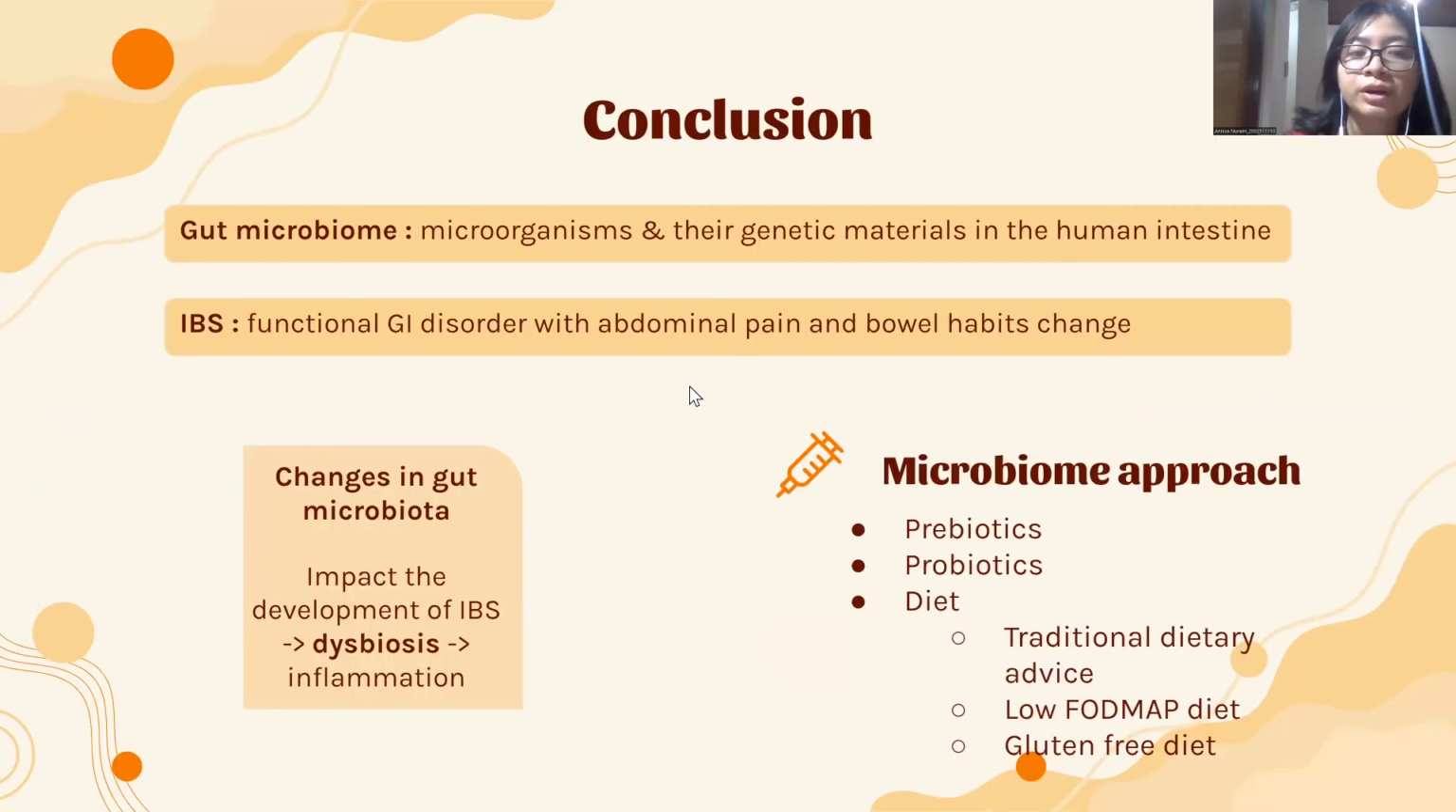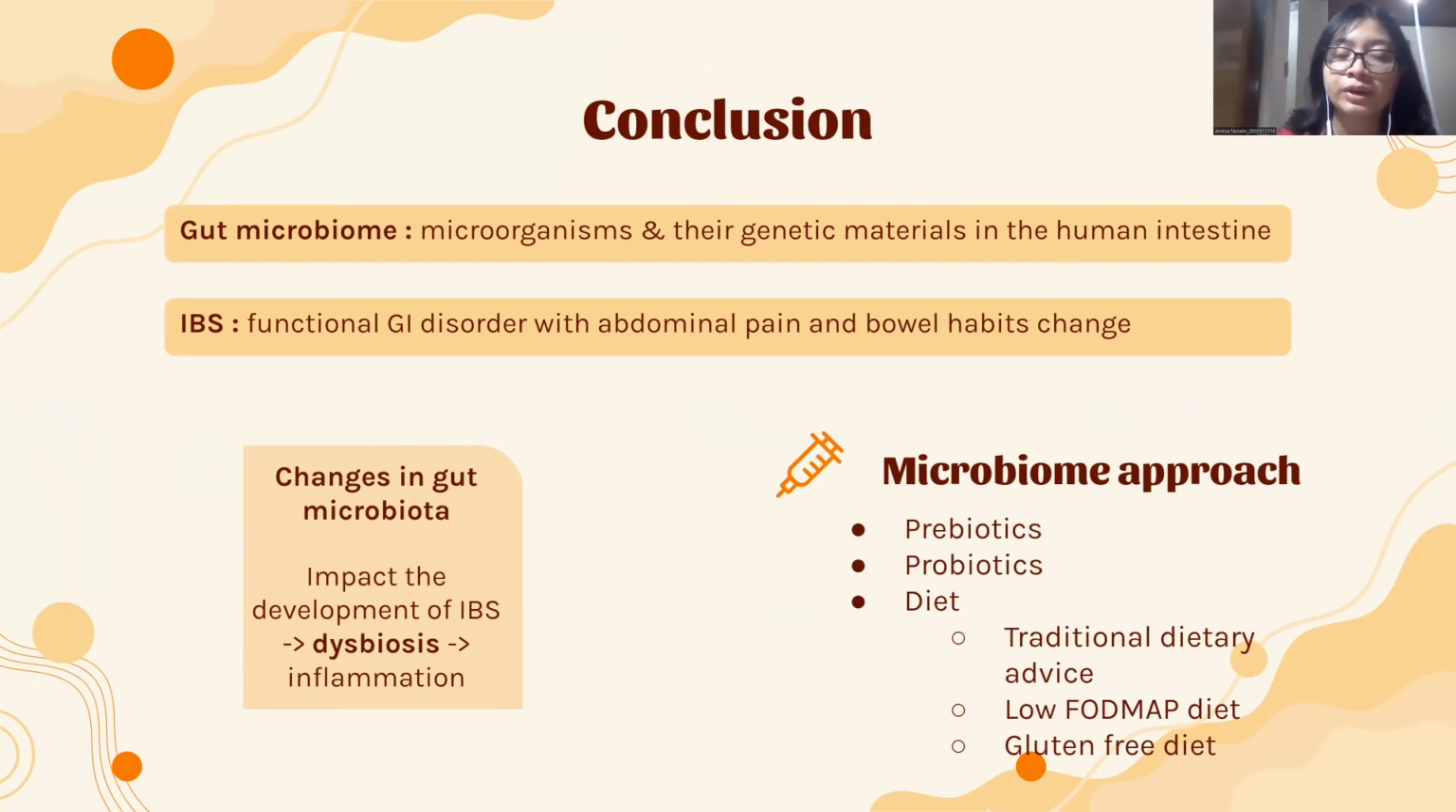So gut microbiome is defined as all microorganisms and their genetic materials, including genes and genomes, that live in the human intestine. IBS, on the other hand, is a functional GI disorder marked by recurrent episodes of abdominal pain and change in bowel habits. This paper uses a literature review method, in which the medical literature is sought from PubMed, Google Scholar, Science Direct, and Frontiers during the past 10 years from 2012 to 2022.